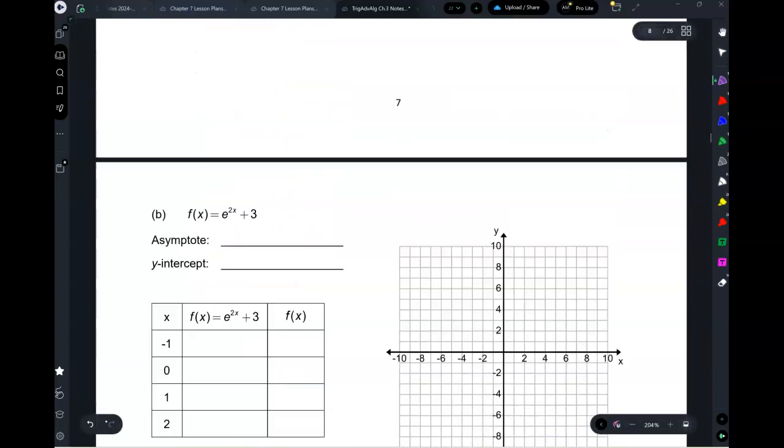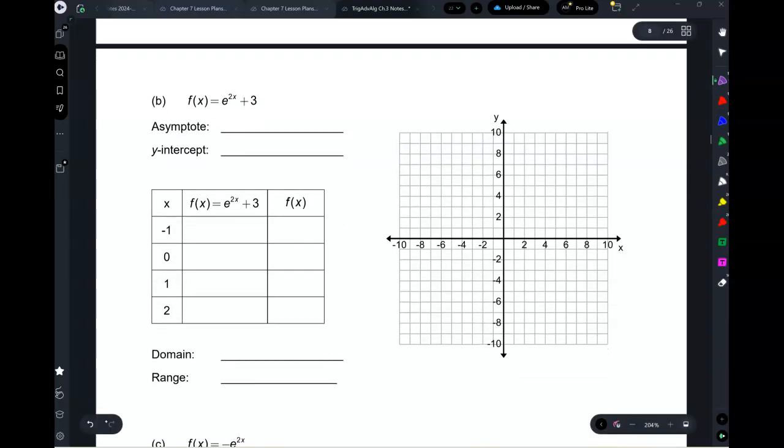Okay, let's take a look at this one. So the asymptote now, remember, look, there is a plus 3. So the asymptote is going to be y equals 3. In fact, why don't I put that up right now? There you have it.